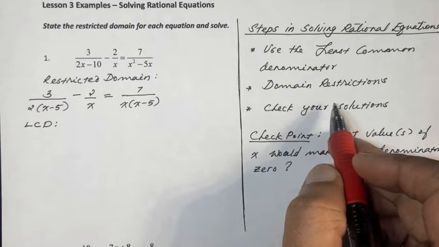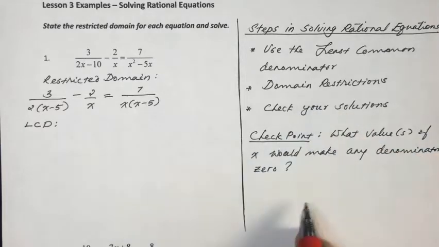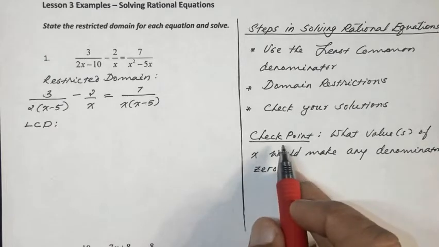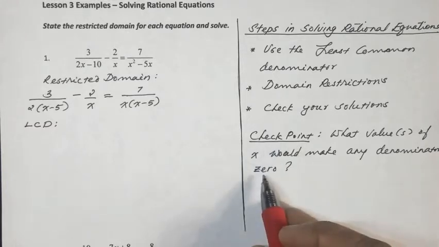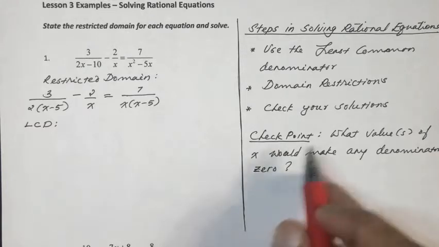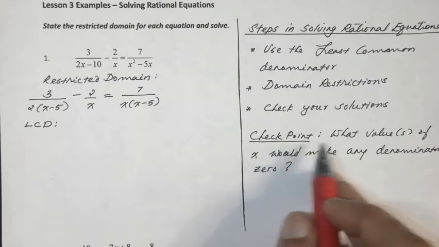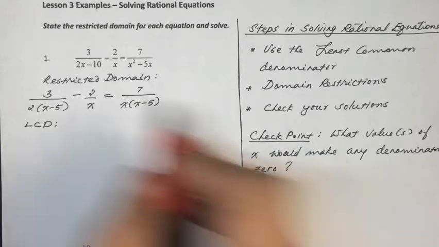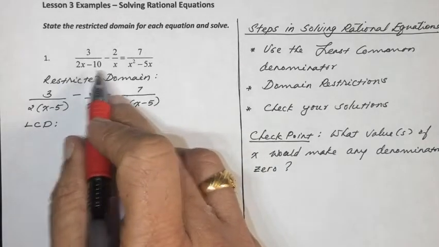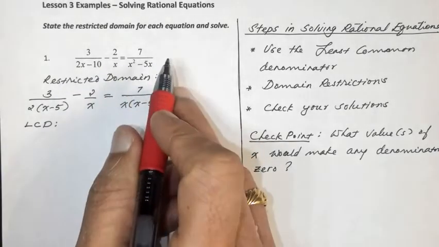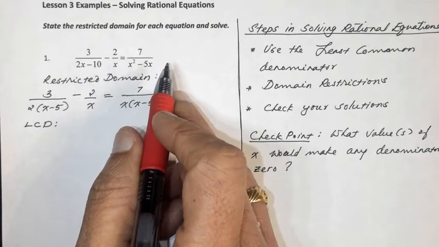your solutions. Also at some point you will be looking at what value or values of x would make any denominator 0. So that is actually called the domain restrictions. Okay, let's do this example right here. 3 over 2x minus 10 minus 2 over x is equal to 7 over x squared minus 5x.